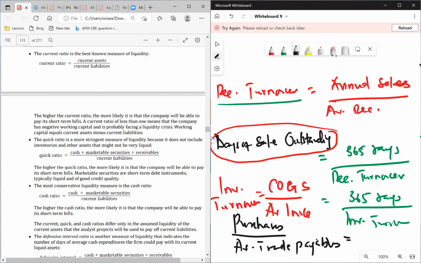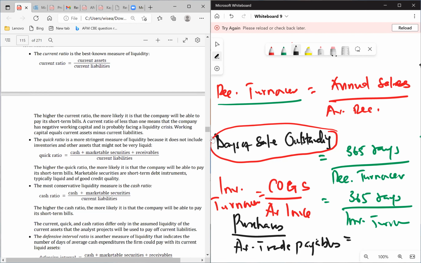We are looking at how quickly we can turn whatever we have into cash. And if the cash ratio is considered, it means that we have cash and marketable securities, T-bills that you can easily discount. And the higher your cash ratio, the better.